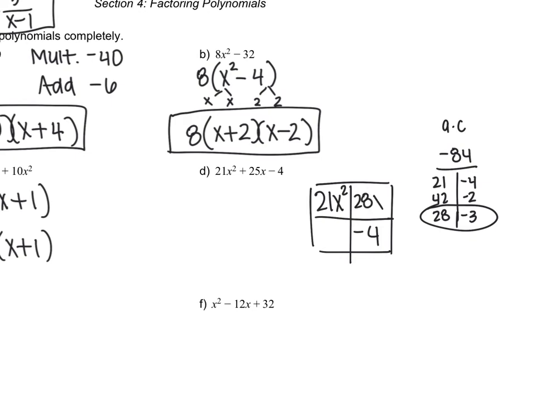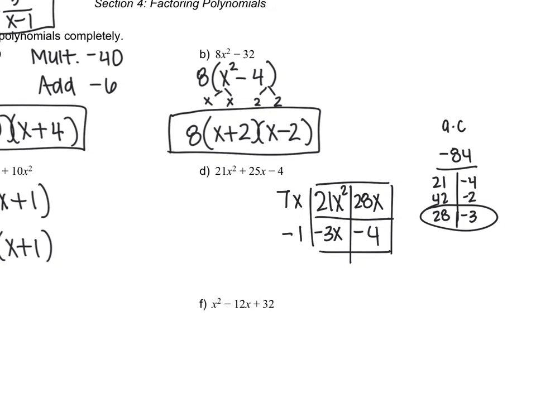So we're going to put a 28x and a negative 3x in our 2 boxes. It doesn't matter which box you put them in. So now, each row, we're looking for our GCFs. So 21x squared and 28x. Well, both of them have an x, and 7 goes into both of those numbers. Okay. Next, we're going to look at negative 3x and negative 4. So both of them are negative, so I know I can bring out a negative, but there's no number that goes into 3 and 4, so I'm just going to use negative 1.